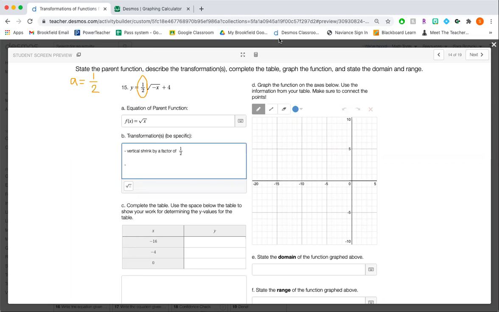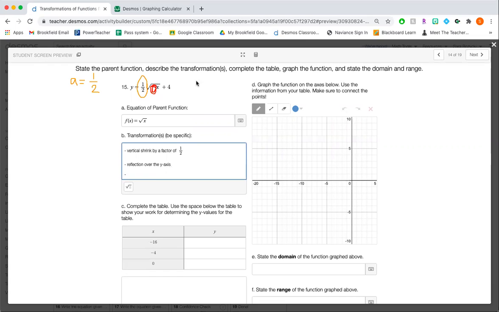Then I have this negative on the inside of my square root. I'm multiplying my x values by -1, which is going to flip me over the y-axis. It's going to be a reflection over the y-axis. And then +4, as we should all be really comfortable with, is my vertical shift up 4 units.